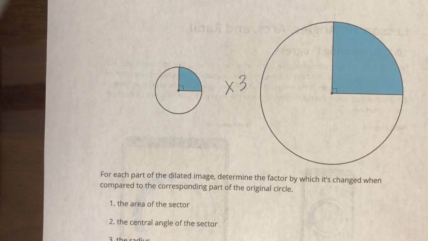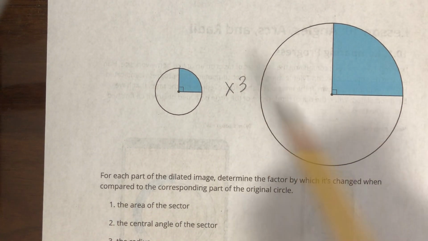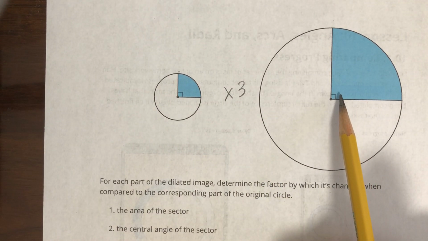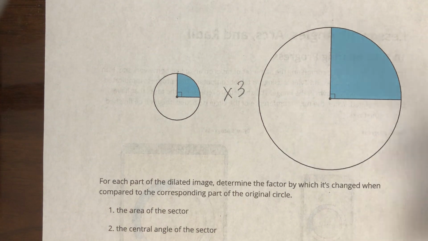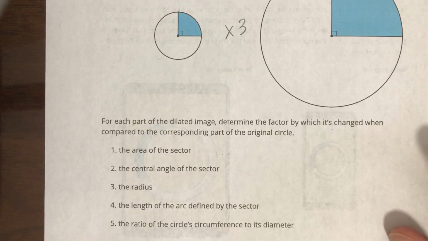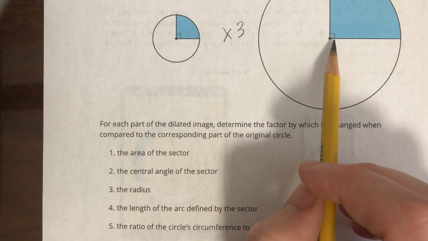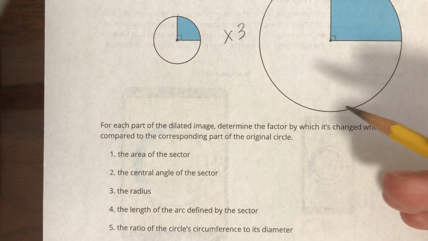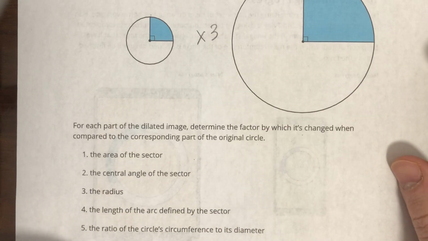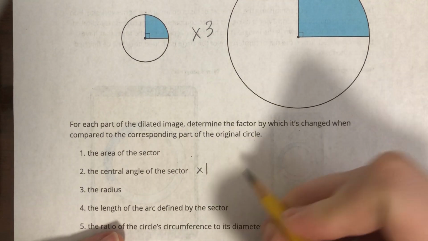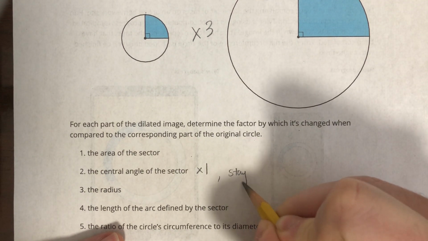So the first thing I'm going to look at between these two circles is if they have any similarities. And I can see right off the bat that this central angle here is a right angle, right? Because it's got that box. So I know that that central angle is 90 in both of these circles. So if I'm going from 90 degrees to 90 degrees, what did I multiply my original angle by? Well, if I got the same number, I just multiplied it by 1. So my central angle of the sector is going to be multiplied by 1. It stays the same.